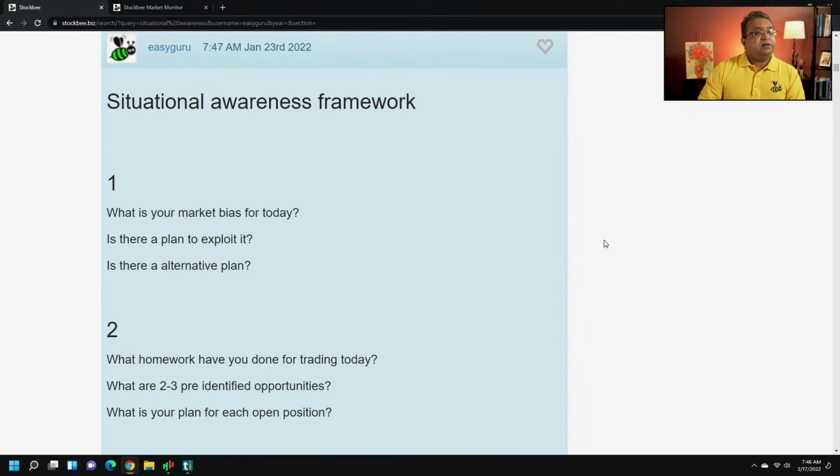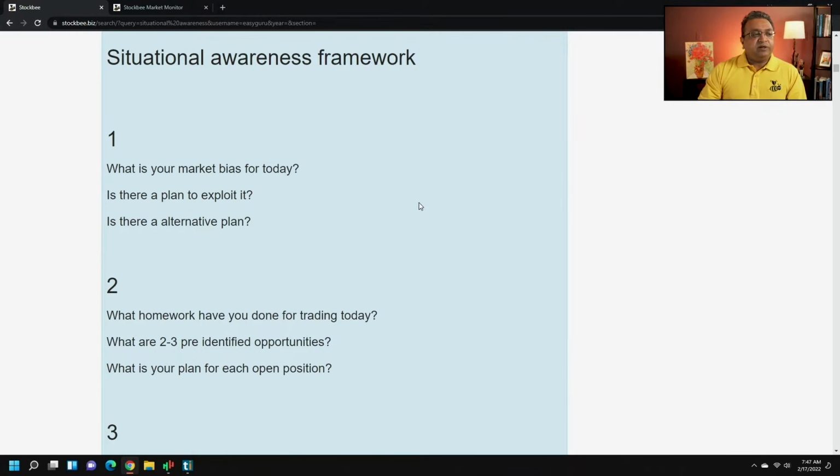the framework is, what is your market bias for today? So are you bullish, bearish? Is there a plan to exploit it? Is there an alternative plan? So for a day like when this video is being made, my market bias is that it is choppy. So I'm not going to be looking at a 3 to 5 day trade. I'm looking for intraday kind of trading, because based on what is happening in the market, most of the swings are not really following through.